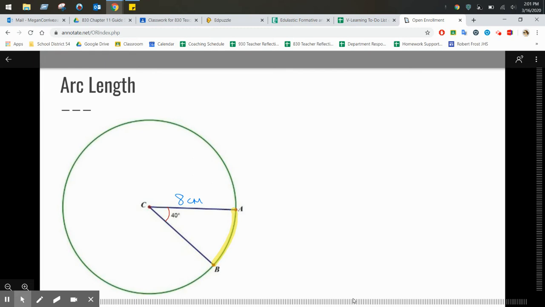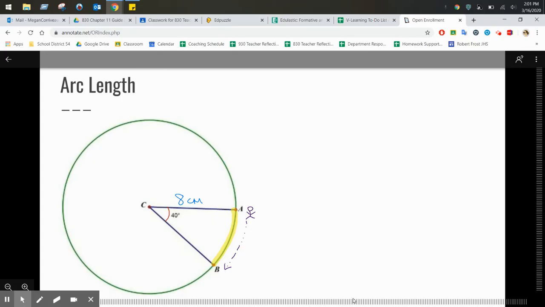So when we're talking about arc length, we can kind of picture like here's a guy standing at A, and he needs to walk all the way to B. And how far would it have to be for him to walk? That's what we mean. How long is that curved portion of that circle from A to B? Now we hopefully will know arc measure pretty well, right? That was from chapter 10.